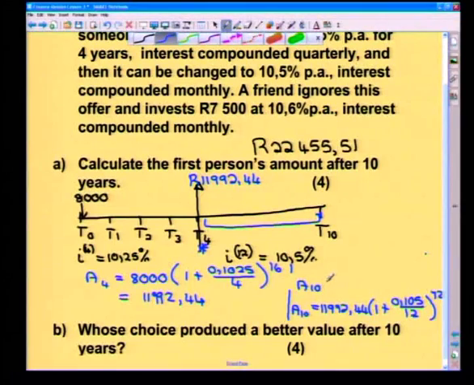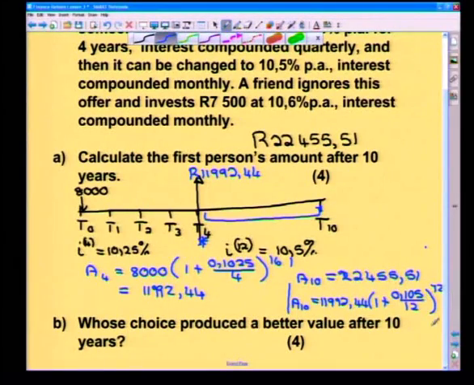So A10 is 22455 and 51 cents. Right, so now, in actual fact, you can decide which one you prefer. I will use this method and the other method, just so you can see them and compare for yourself and decide what you are more comfortable with.